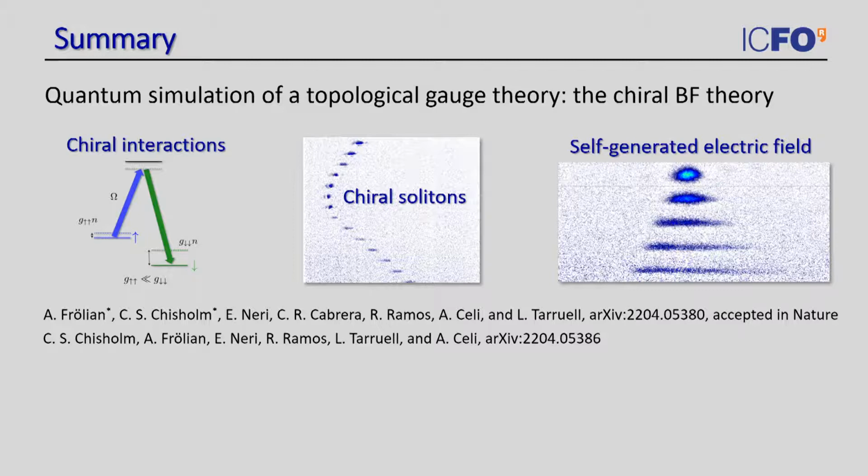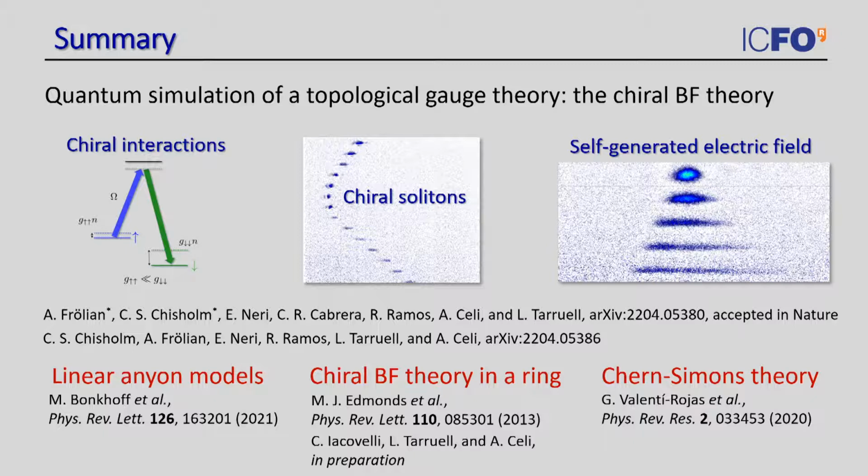So I told you how we can quantum simulate a particular type of gauge theories, topological gauge theories. We are not yet able to engineer Chern-Simons theory, but we can already do the dimensional reduction of it, the chiral BF theory, and we can do that by engineering a system with chiral effective interactions in a Raman-coupled Bose-Einstein condensate and see the main properties of this theory, which are the existence of chiral soliton solutions for the matter field and of a self-generated electric field when the density of the gas changes.